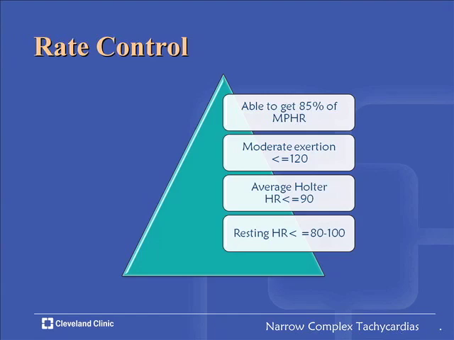But very importantly, you want to make sure that they can get up to 85% of their maximum predicted heart rate. Because often what happens with these guys, they come to see us and we start loading them with beta blockers and calcium channel blockers, and we get their heart rate to 50 beats per minute, and the poor guy cannot get his heart rate above 110 beats per minute. So all we did was replace a fast heart rate with a slow heart rate.